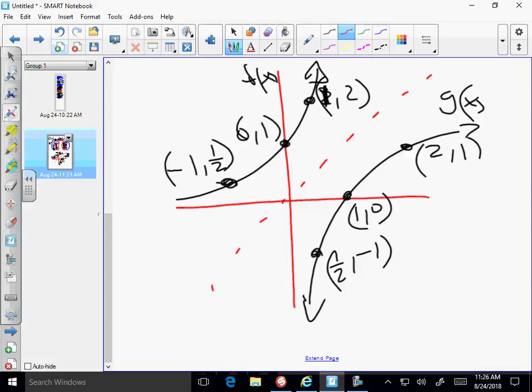Please answer this question on your whiteboard. How do I make the inverse of a function?